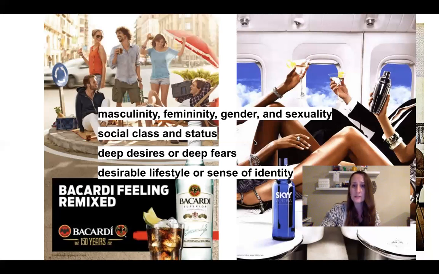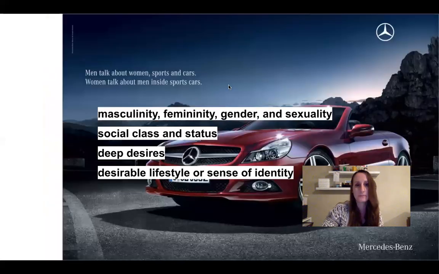You can look at color scheme as well as you're thinking about these. So we talked about composition. The color scheme here is blue, black, and then skin tones and white, right? So we have sort of this classiness here, whereas this is more of an everyday people type of appeal that's going on. Here we definitely have a message about class and about masculinity. Men talk about women, sports, and cars.